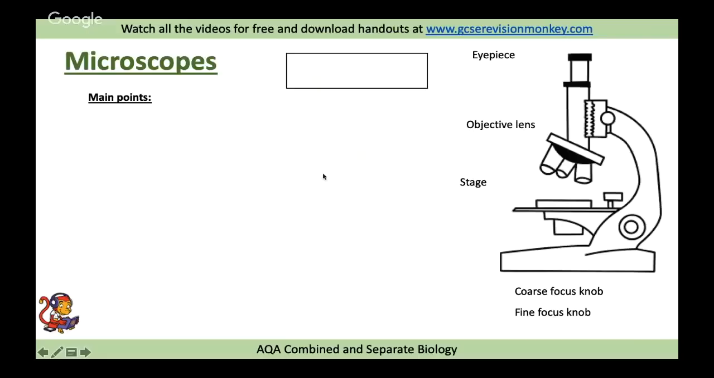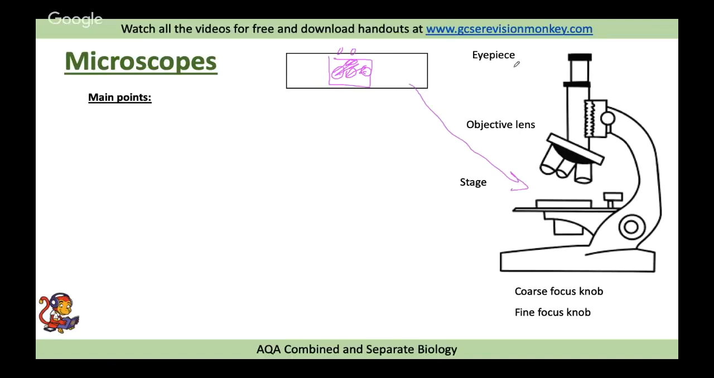So microscopes, first of all, are something that we can use to look at very small objects like cells. So we might prepare our slide here with our cells on. And unless we stain them, they're really difficult to see. So you might want to put a few drops of iodine on them or something like that just to stain the cells. Then a cover slip on top and it gets put onto the stage.